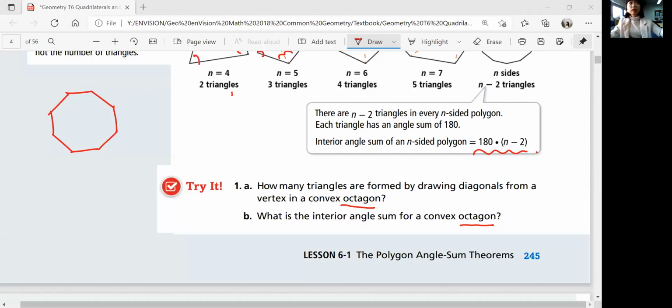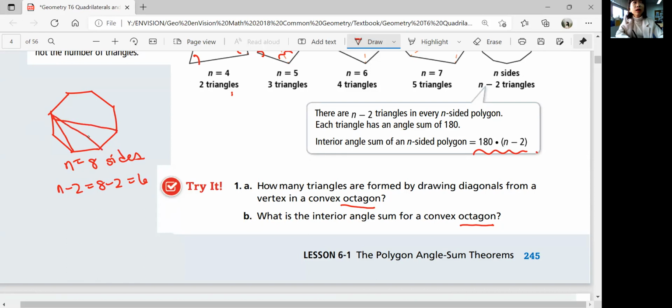Okay, so here's my octagon. How many triangles are formed? An octagon has how many sides? 8 sides. And so looking at the pattern, you should have how many triangles? 8 minus 2, 6 triangles. Draw the diagonals. Okay, so that's 1 triangle, 2, 3, 4, 5, and 6 triangles, right? All right, so 6 triangles.